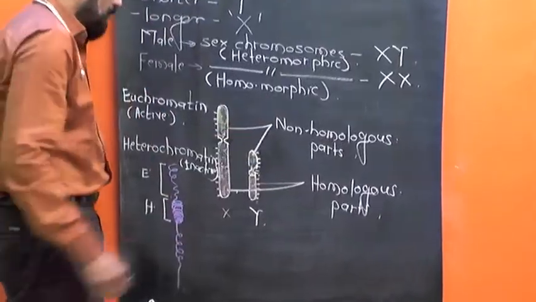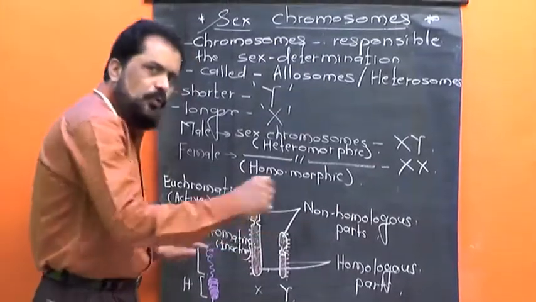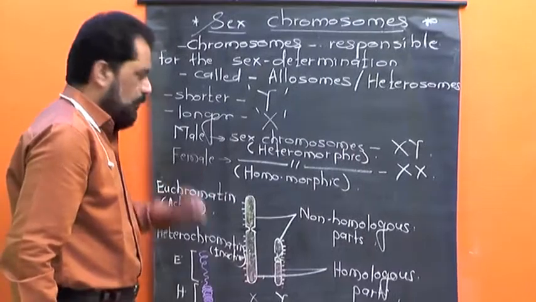In the Y chromosome there is more heterochromatin and less euchromatin.